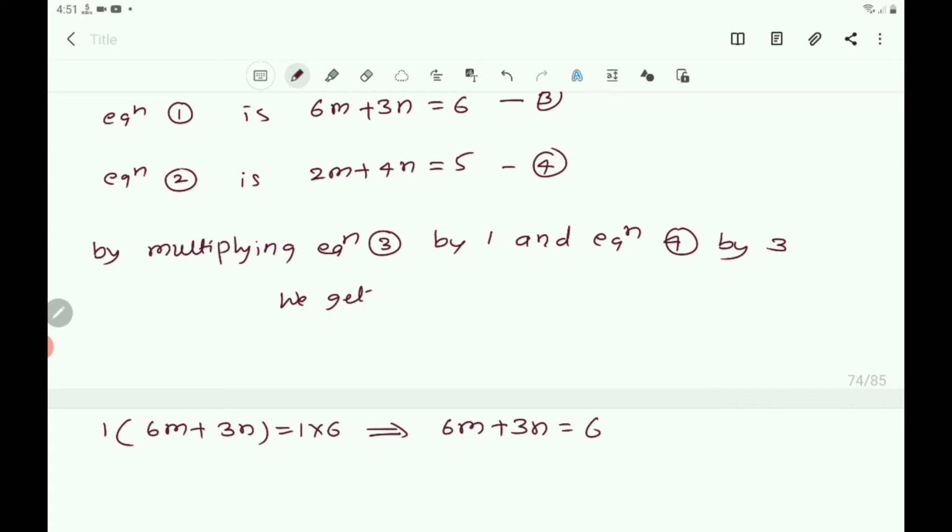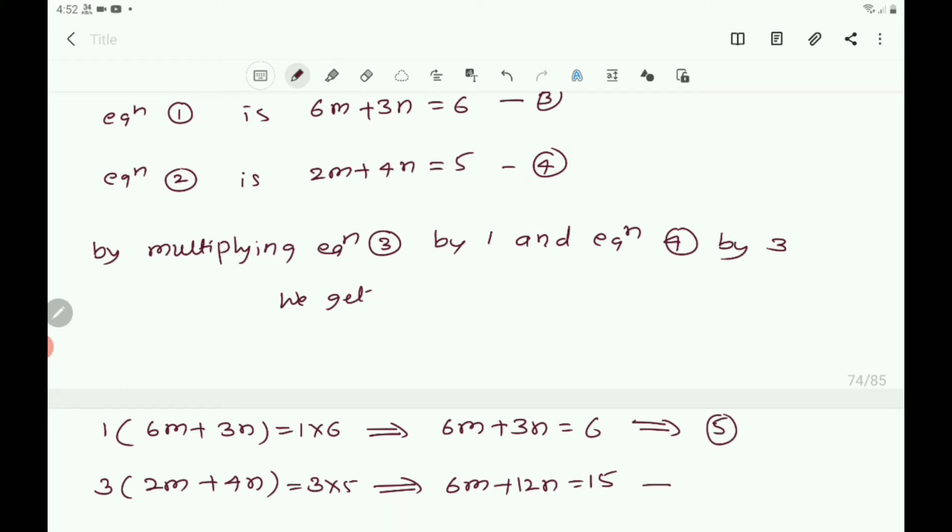3 into 2m plus 4n equals 3 into 5. Multiply each term by 3, that is 3 into 2m is 6m, and 3 into 4n is 12n, equals 3 into 5, which is 15. So now you have equation number 5 and equation number 6.